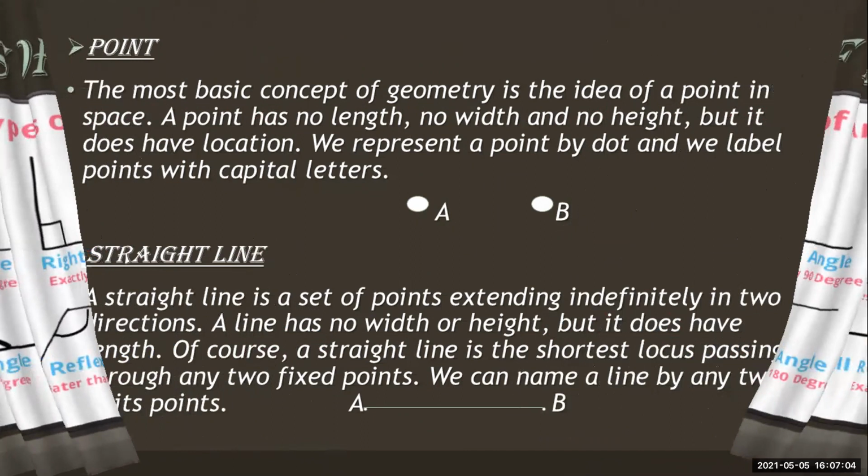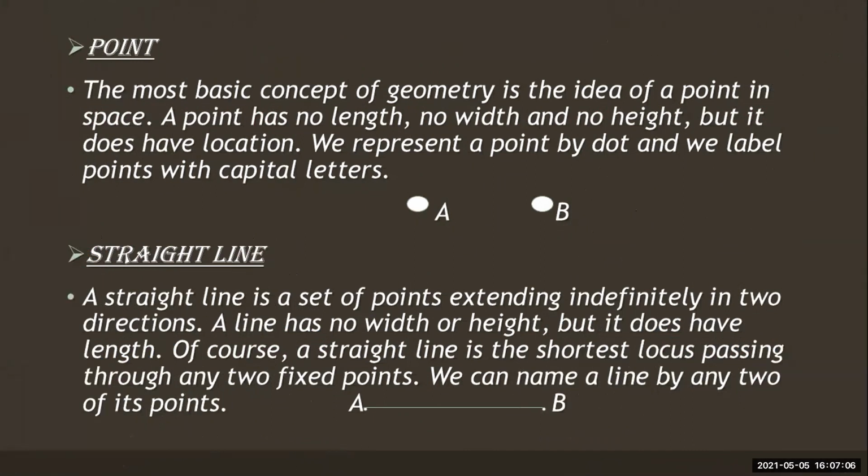Point. The most basic concept of geometry is the idea of a point in a space. A point has no length, no width, and no height, but it does have location. We represent a point by a dot and we label a point with capital letters. As you can see in the picture, point A and point B.